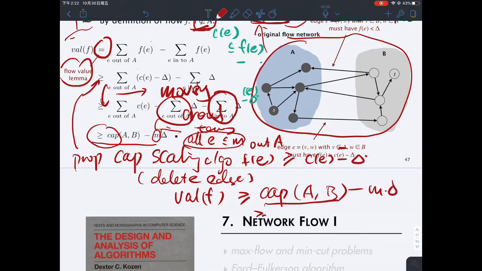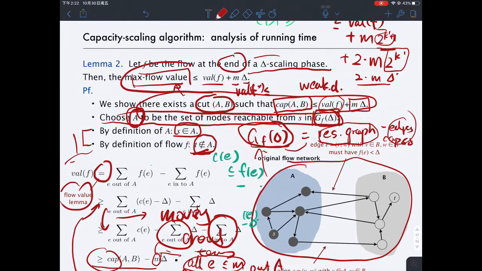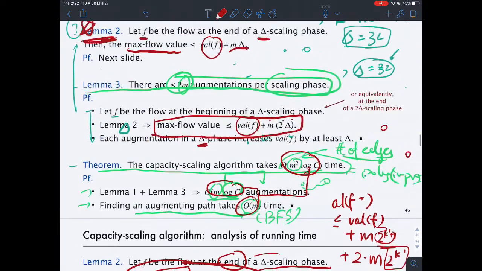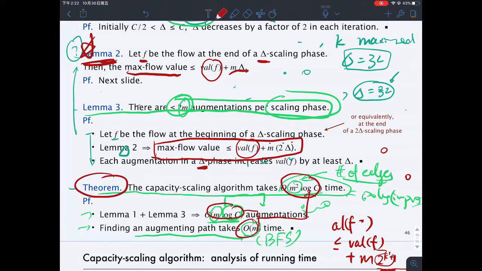Right? And then the capacity of A and B is at least as large as the value of the optimum solution minus m times delta, right? This is the weak duality. After all this, we managed to show lemma 2. So after we show lemma 2, together with the argument we have for lemma 3, we managed to prove the entire theorem. So the entire theorem, if you just repeat, I do encourage you to read through this multiple times.